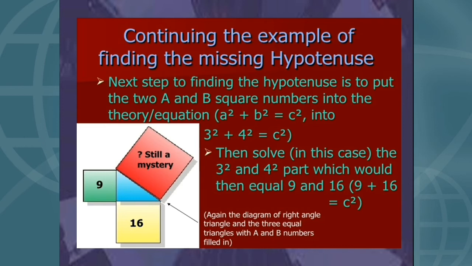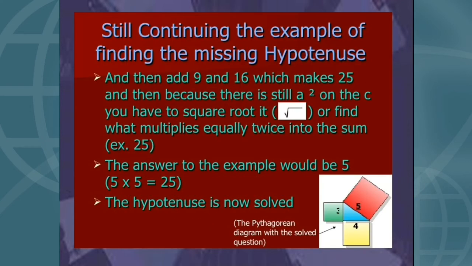Okay? So that's when it became 16. So just simply substitute in the equation or in the theory. Again, the diagram of the right angle triangle with the three equal squares, with A and B numbers filled in. Still continuing the example of finding the missing hypotenuse, we're going to add the 9 and 16, which makes 25.